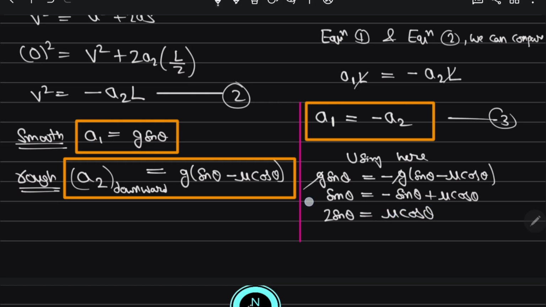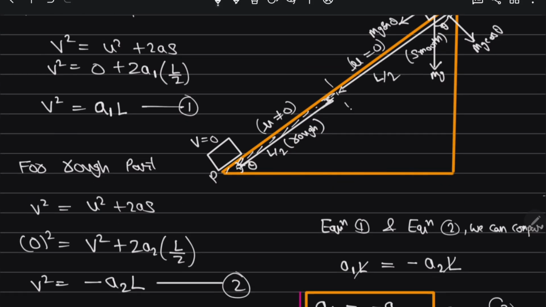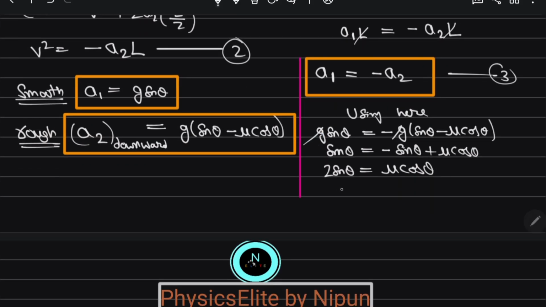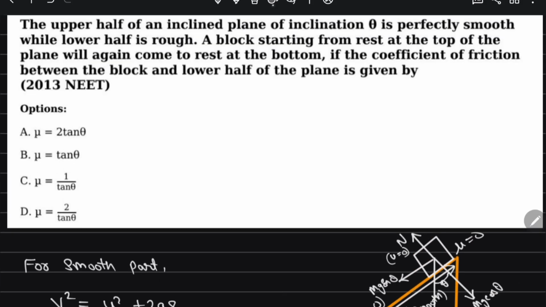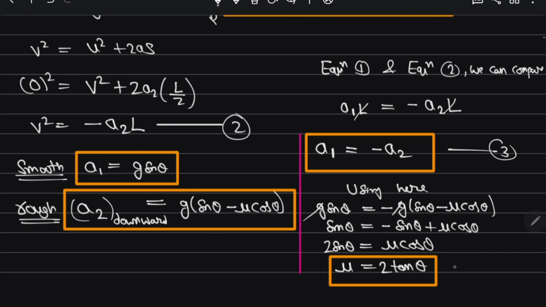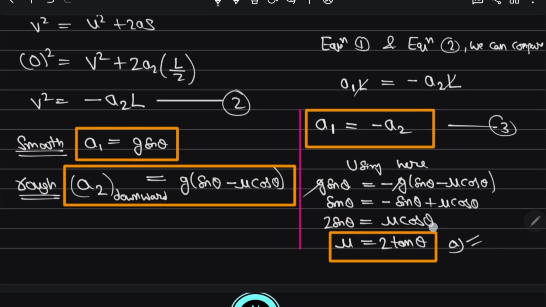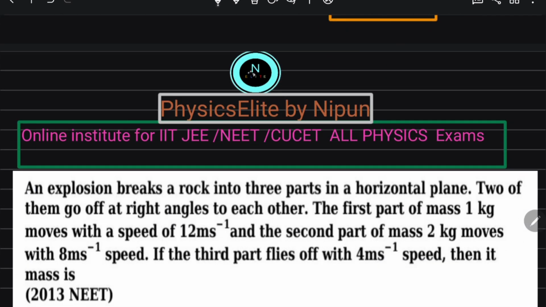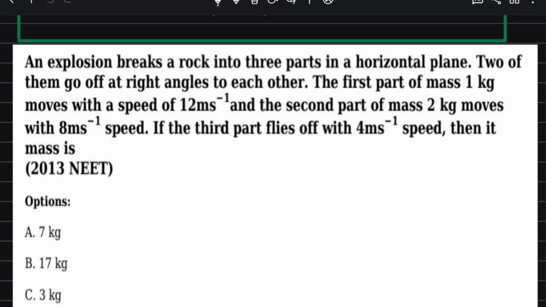So here they are asking the mu value, right? If I send cos theta to that side, mu is equal to 2 tan theta. So which option is going to match? Mu is equal to 2 tan theta. Option first is correct. I proceed to the next question. I hope these are very good and standard questions.